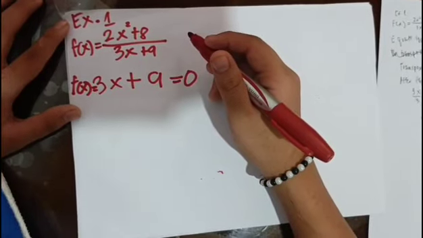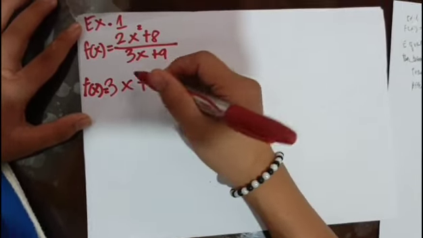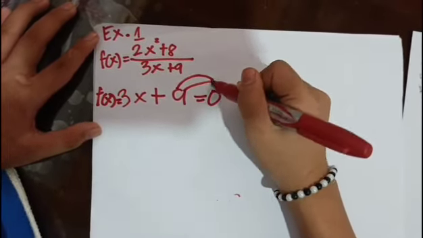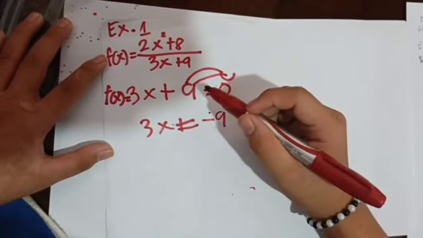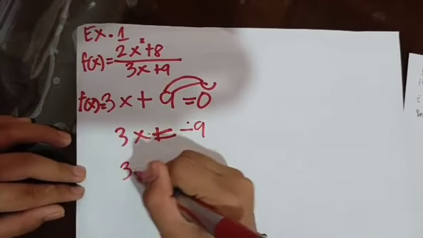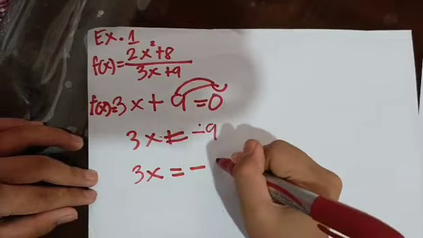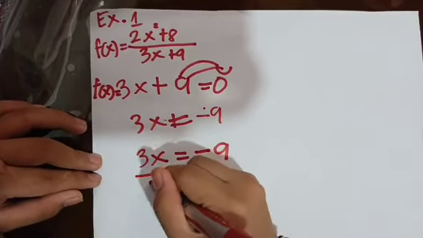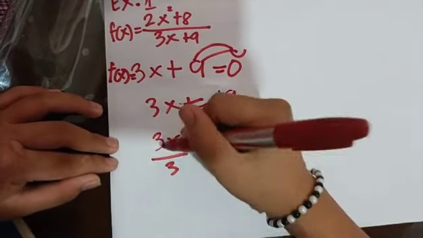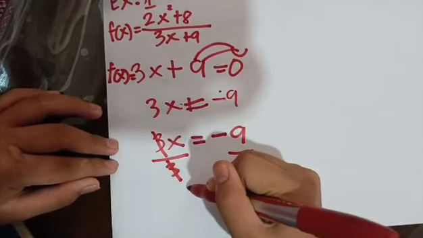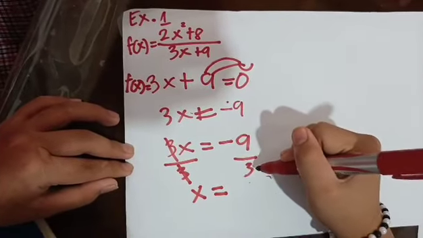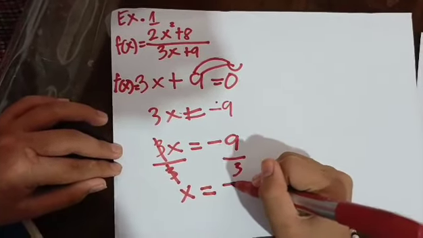After equating the denominator to 0, the next step is to transpose the 9 to the other side. So 3x equals negative 9. Then divide both sides by 3. 3 divided by 3 is 1, so it cancels off. What remains is x equals negative 9 divided by 3, which is negative 3.